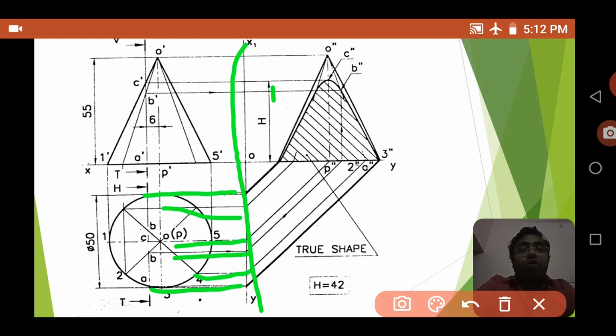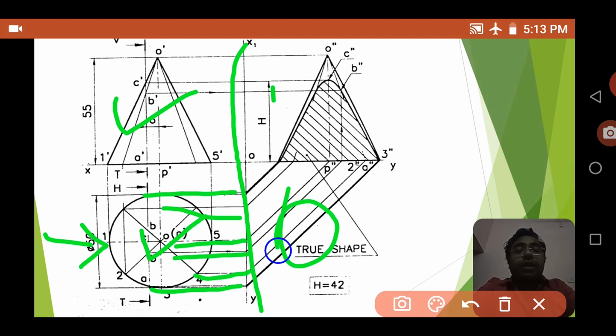Suppose you imagine that you are in a room, and inside the circle you are standing here, and you can see that this one will be your front view, and this one will be your top view. And when one is watching from here, then you will get the side view, isn't it? So this will be the side view, and this side view is projected here actually.